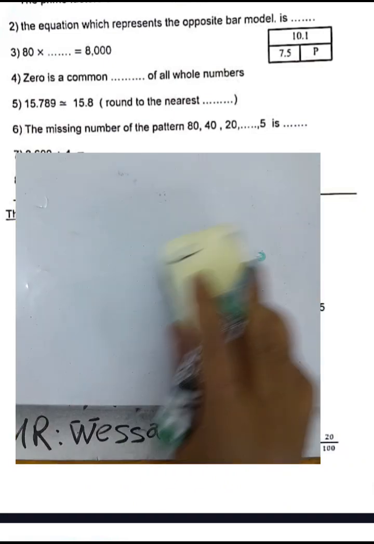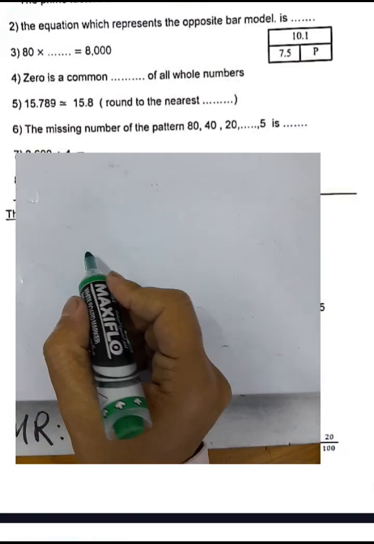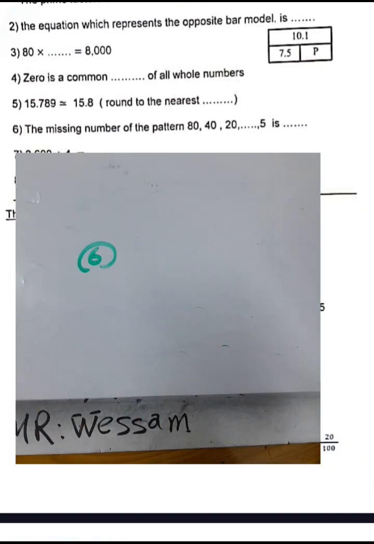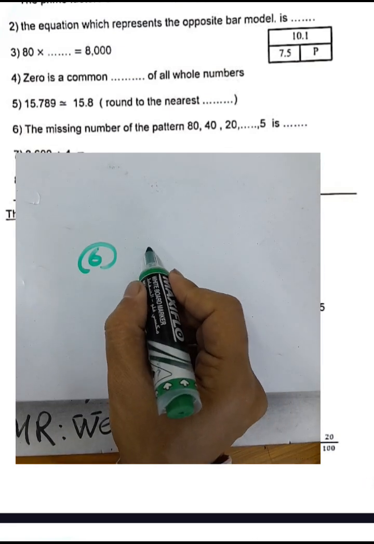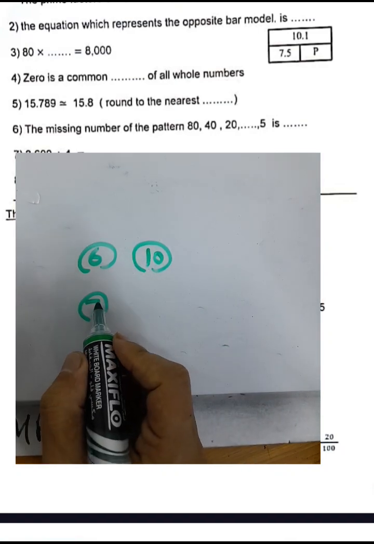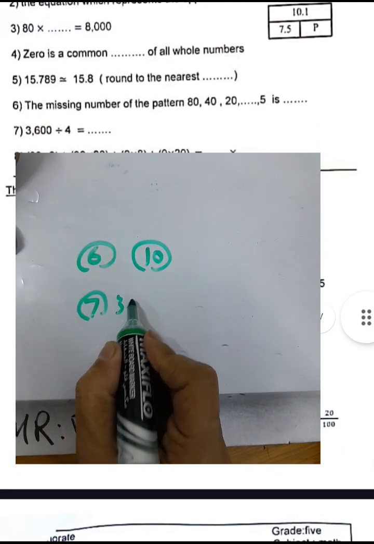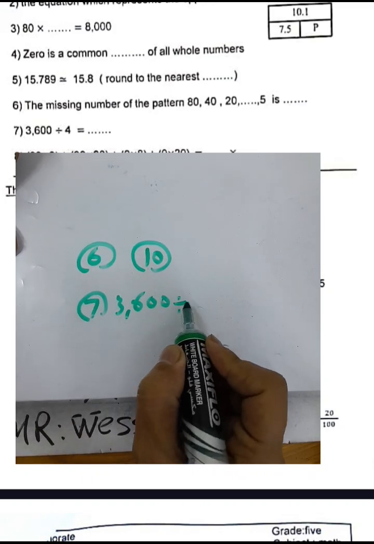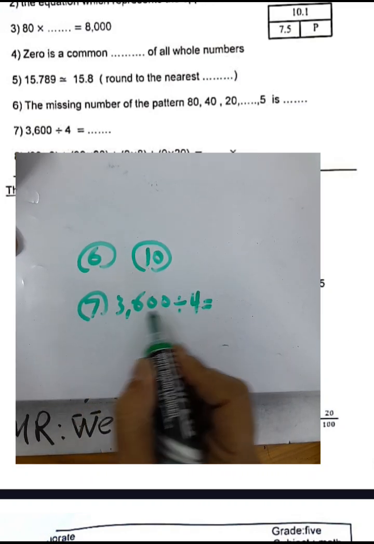Question 6. The missing number here in the pattern 80, 40, 20, we divide by 2, then the result will be 10. Question 7. 3,600 divided by 4, 36 divided by 4 equals 9, and the result has a double 0 here.